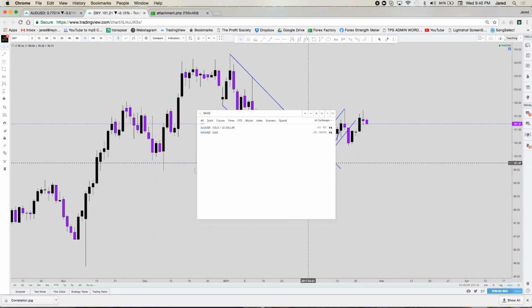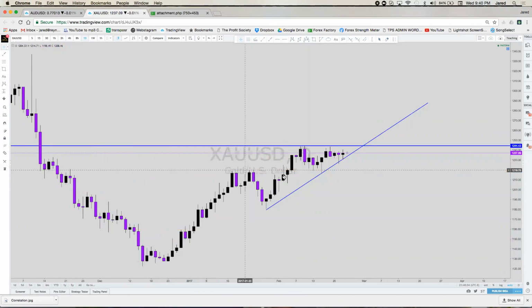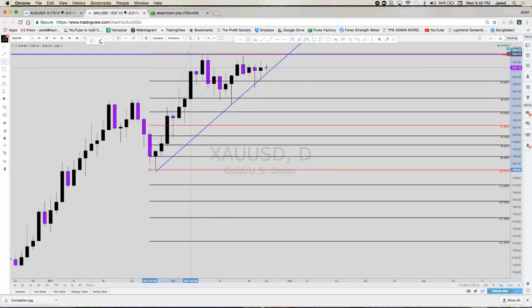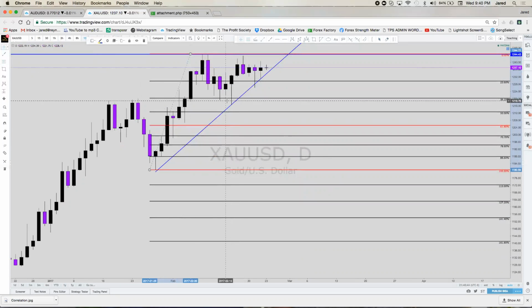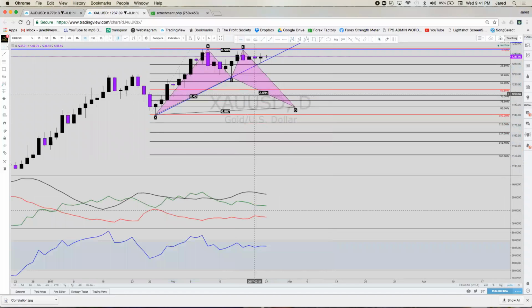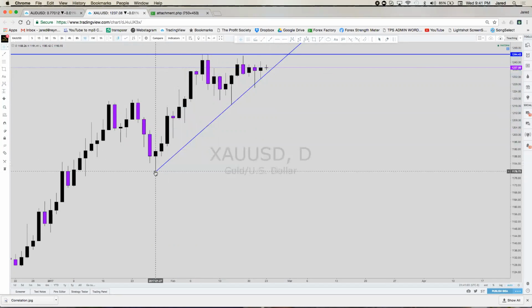But let's go back to gold. So we're in this little level here. This came back and gave us another 38.2. If it comes back through here, it could fall and create a bat pattern potentially. But everybody knows harmonics are all just projections, right? Let's zoom in some more.